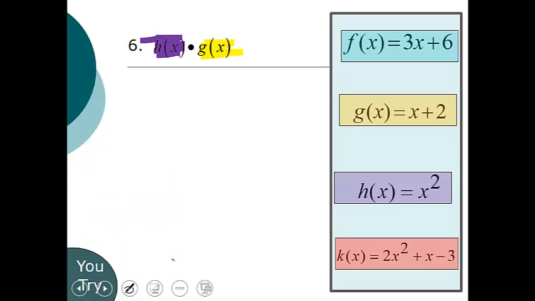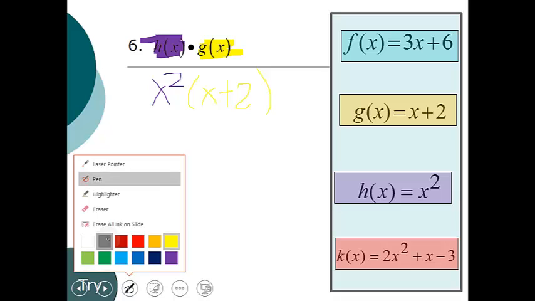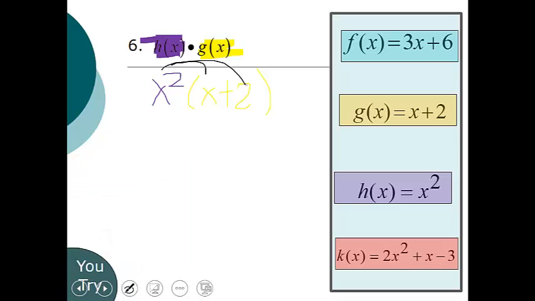So my purple, my h of x, is x squared. I have my g of x, which I'm going to put in parentheses. That is going to be x plus 2. And in this, all you do is distribute. Much nicer, much easier than the last one, and I'm not going to show what is being multiplied.